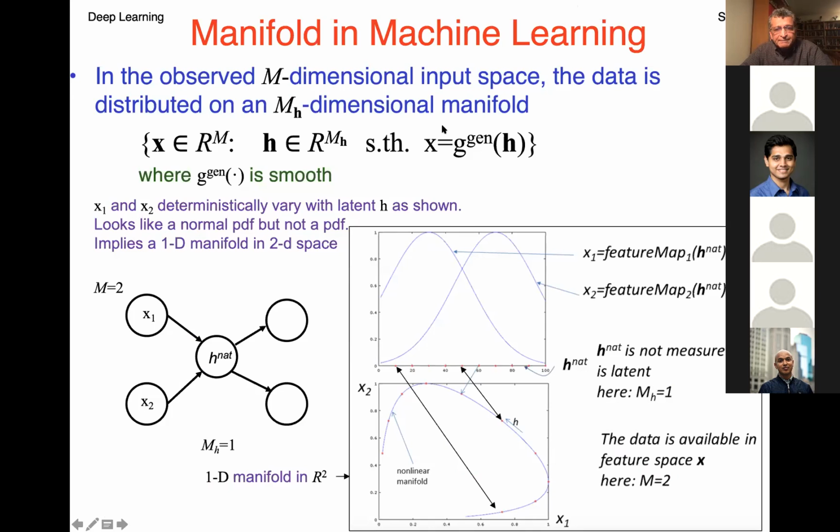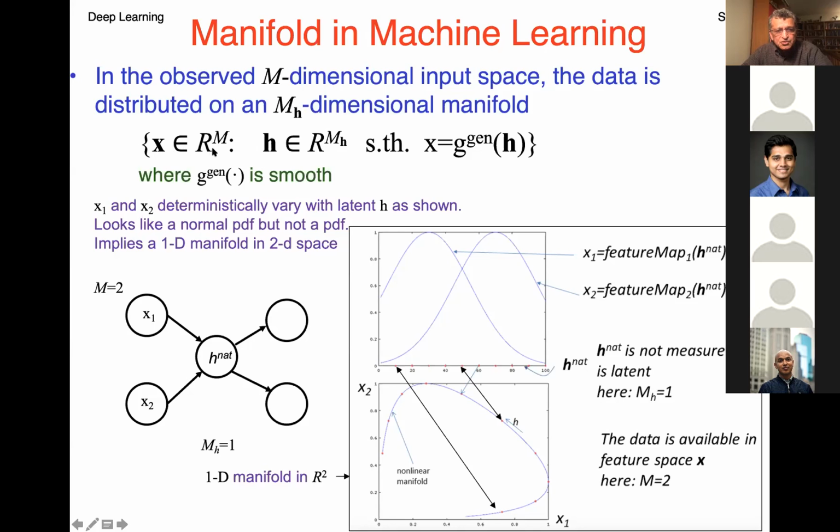In the observed m-dimensional input space, so we're observing something, the data is distributed on an m_h-dimensional manifold. So we say that the photographs of Einstein are not really in the full m-dimensional space. They are occupying some much, much lower dimensional space. And let's call that m_h. h is some lower dimensionality. It need not be 2 or 3, it could be larger than that, but it's some m_h-dimensional manifold.